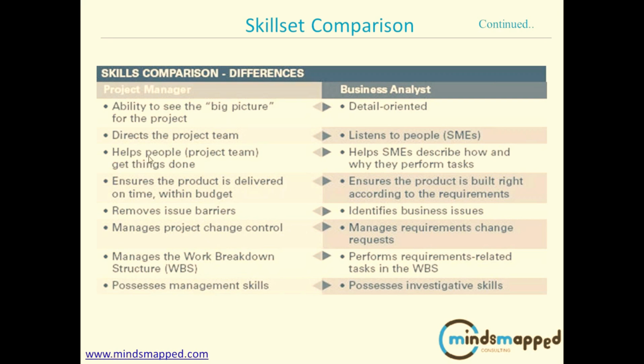Now, the project manager helps the project team to get things done, because they are the ones who would be providing all kinds of resources, or if a team member is stuck somewhere, they would be providing how they can go forward. But the BA helps the subject matter expert describe how and why they perform the task.